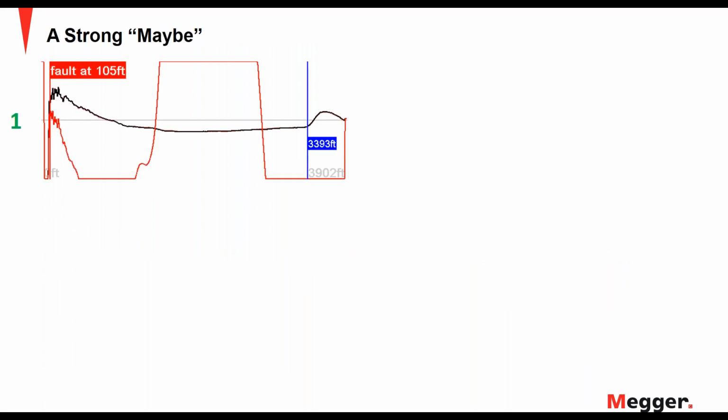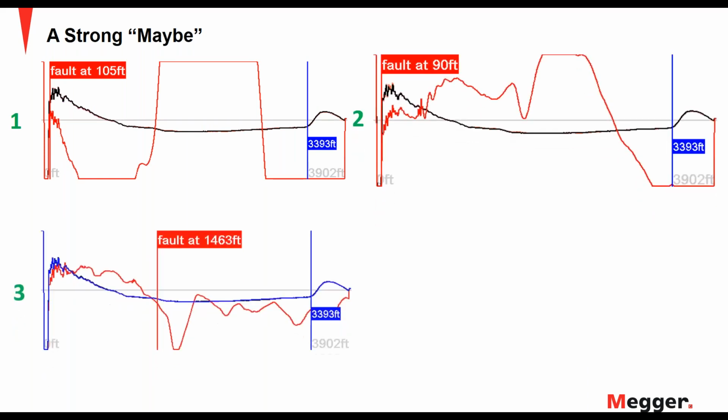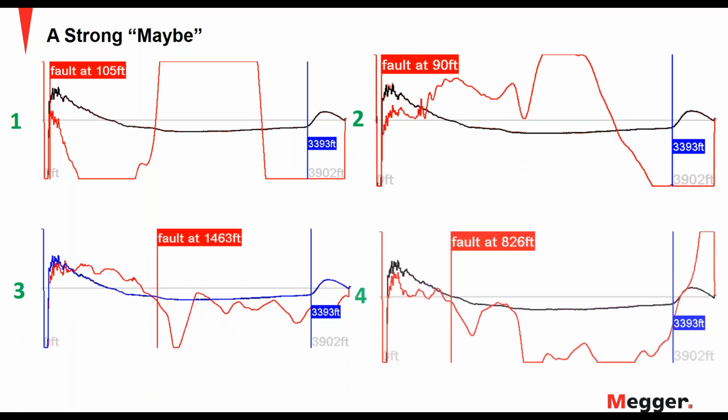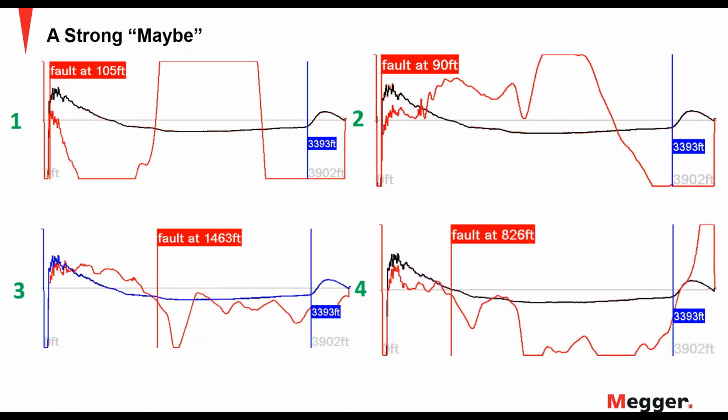Okay, so let's finish up with some inconclusive results. Here we have 4 pictures of the same fault. And if we try to apply our rules, it really doesn't fit on picture 1. There's really no mirror effect. You can see the red trace is completely clipped top and bottom.